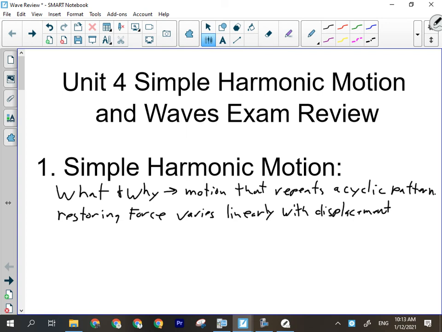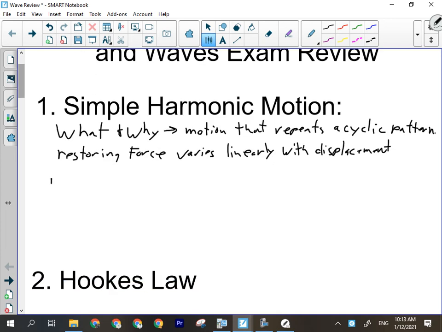And then we looked at the two examples of simple harmonic motion that we're going to talk about in this course. That was the mass on the spring. What affects the period of a mass on a spring? The mass and the spring constant, right? So we could calculate the period of a mass on a spring with that formula. Is that something you might be expected to do on your test? In the written response, for sure.